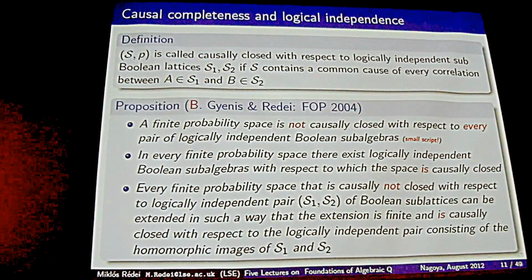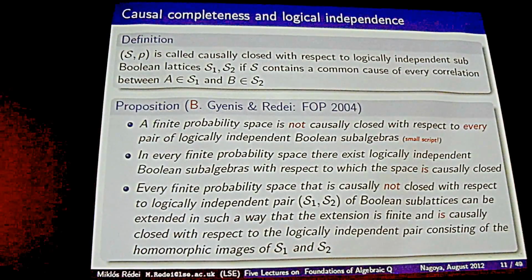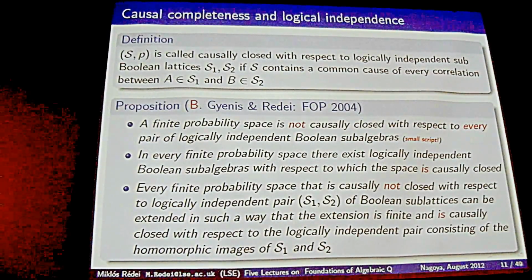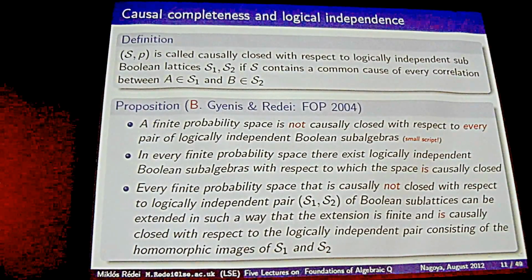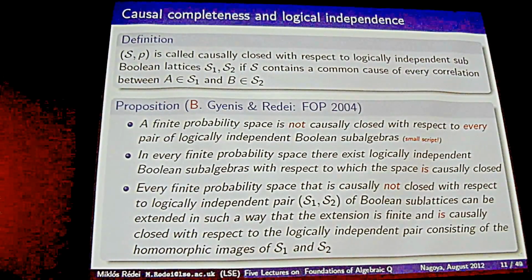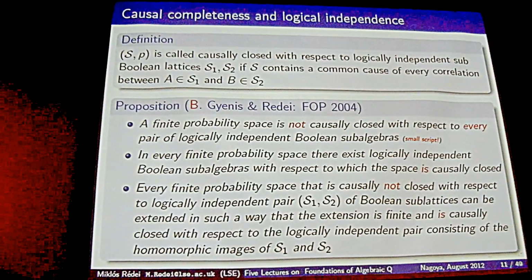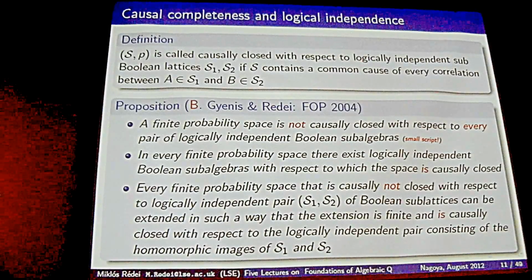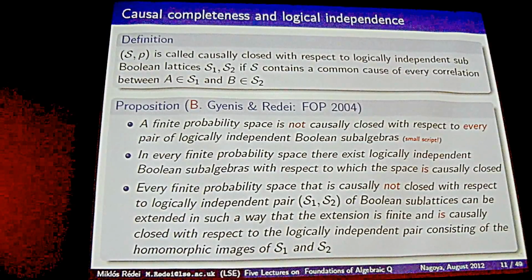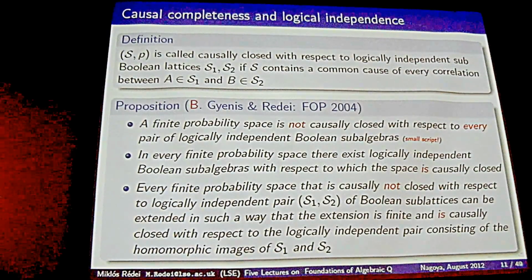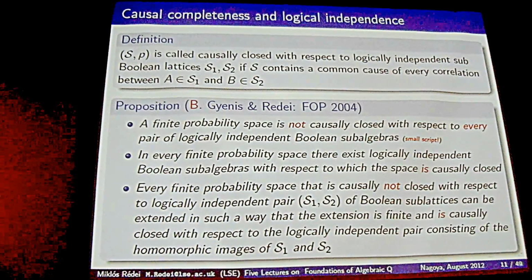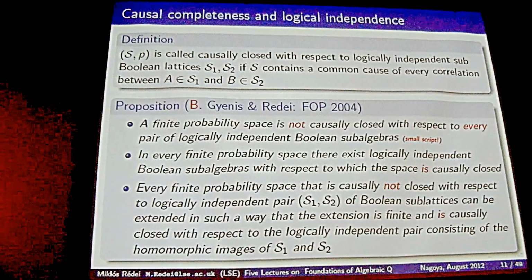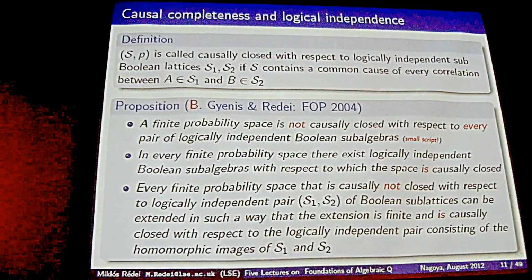Another proposition here is that if you have a finite probability space which is causally not closed, which is typically the case with respect to a pair of Boolean sublattices which are logically independent, then that space can be extended in such a way that the extension is finite and is causally closed with respect to the logically independent pair consisting of the homomorphic images of S1 and S2. So suppose you have a probability space which is causally not closed, containing a correlation between two elements which are logically independent, and there is no common cause for them.